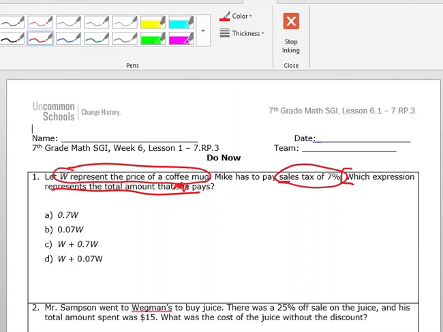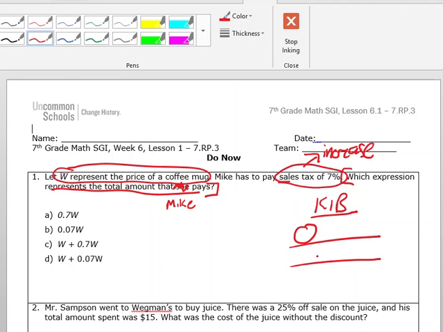We'll fix that: Mike pays. A sales tax I know is an increase. So in my key information box, remember, key information for percentages is going to be the OPN. So my original is W. My percent increase is plus 7%. And so I know that my new is W plus 7%.